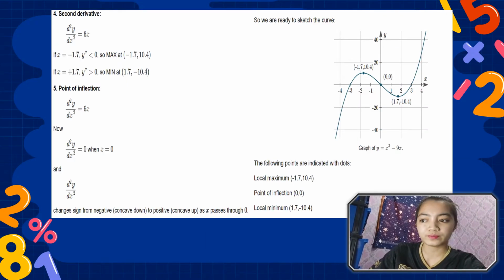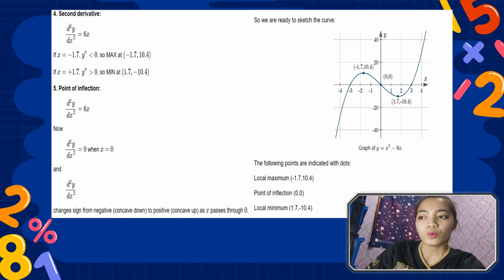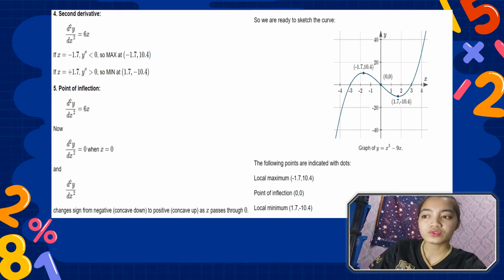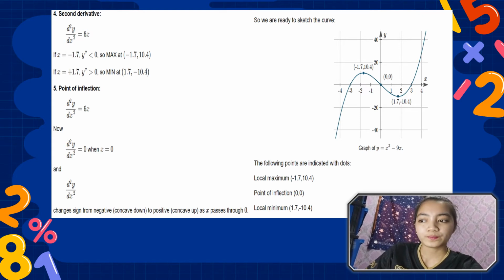Second derivative: d²y/dx² = 6x. If x = −1.7, y'' is smaller than 0, so there is a max at (−1.7, 10.4). If x = 1.7, y'' is bigger than 0, so there is a min at (1.7, −10.4).